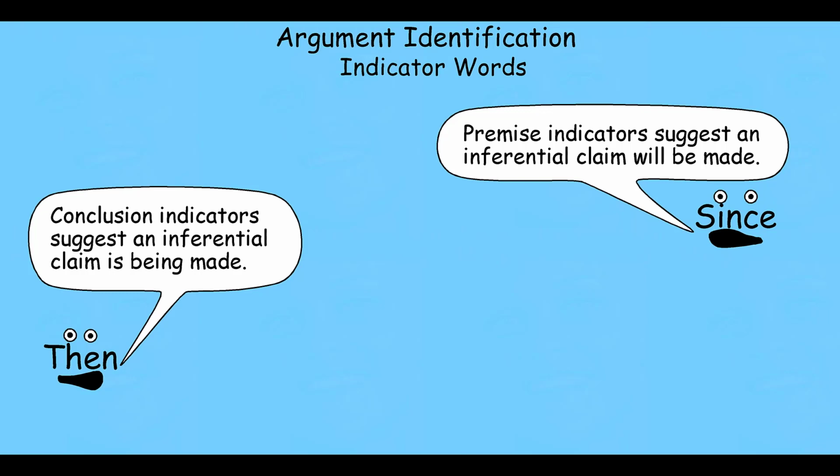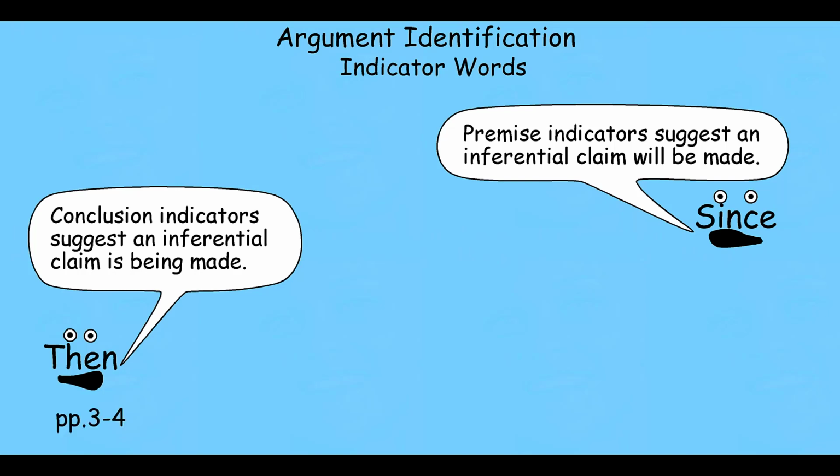language. Premise indicators are words or phrases that suggest that an inferential claim will be made, or that evidence is being offered, reasons are being given. So, for instance, the word because, the phrase for the reason that, the phrase given that. These are all suggestive of the introduction of information or premises.